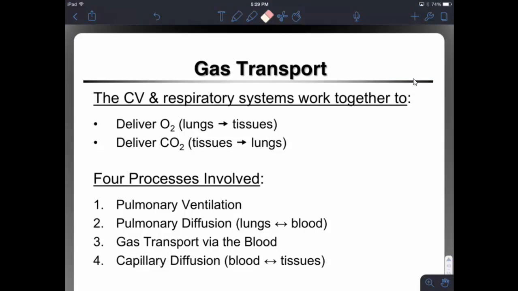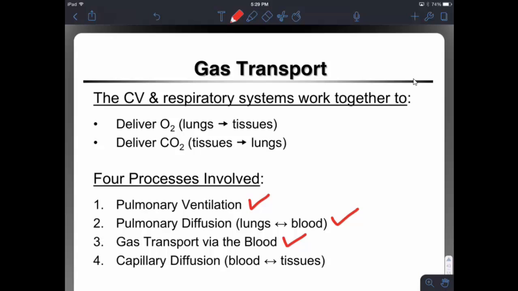All right, so far we have talked about pulmonary ventilation, breathing air, the mechanisms in which we take air in and out. We've talked about pulmonary diffusion, so gas diffusion between the capillary blood and the lungs. We've talked about how we transport oxygen and CO2 in the blood.